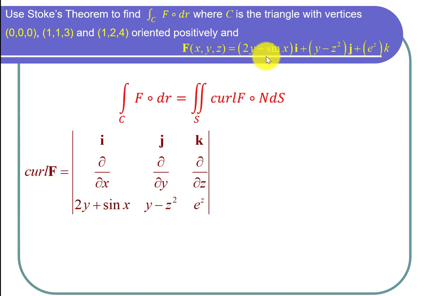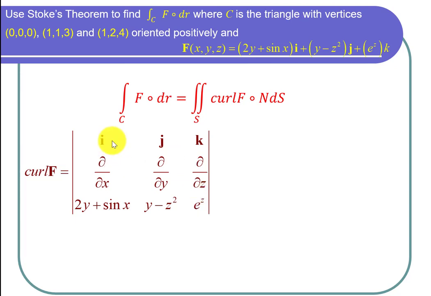And then for F, the i component is 2y plus sine x. The j component is y minus z squared. And the k component is e to the z. So I put e to the z as the final entry of the matrix. Now I find the determinant of this matrix.